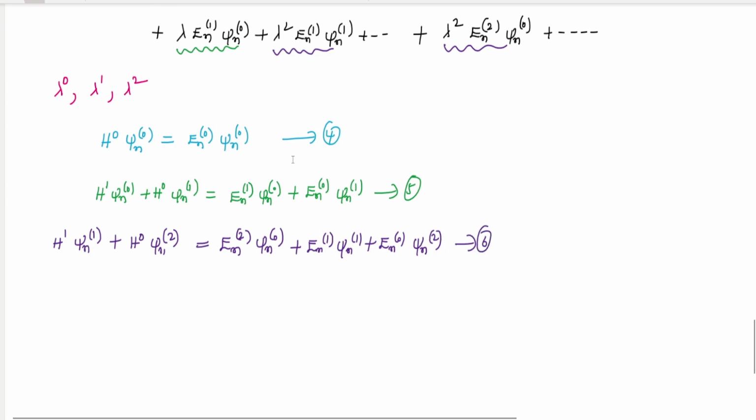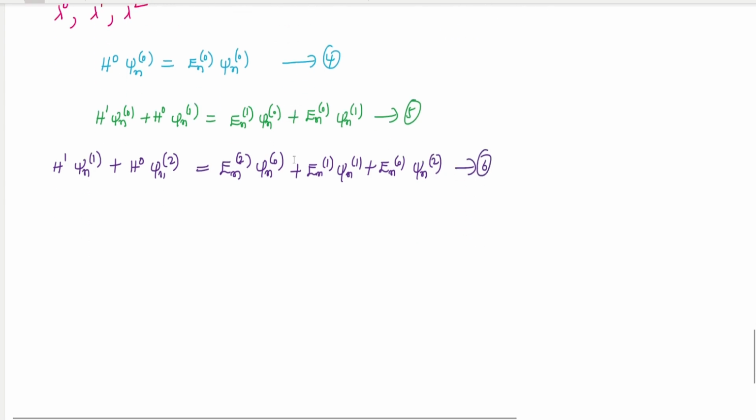Now we are going to calculate each and every perturbation: the first order correction to the energy, the first order correction to the wave function, the second order correction to the energy, and the second order correction to the wave function. Okay, first I'm going to discuss the first order correction.